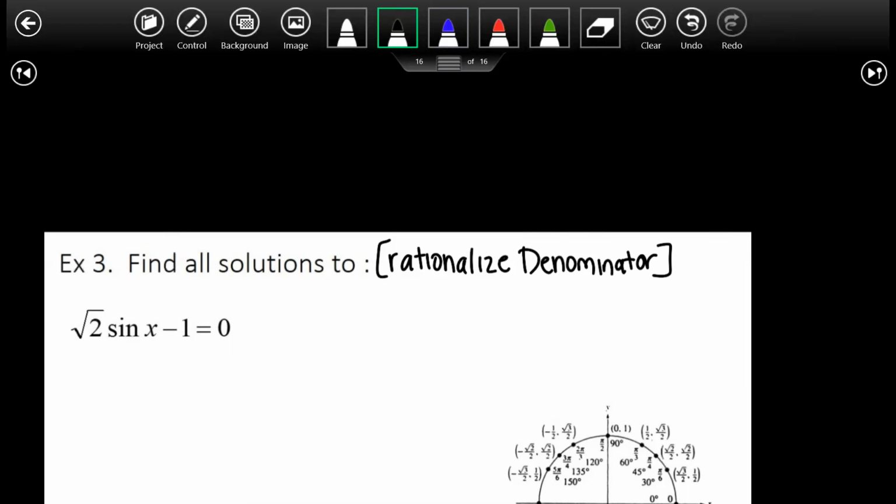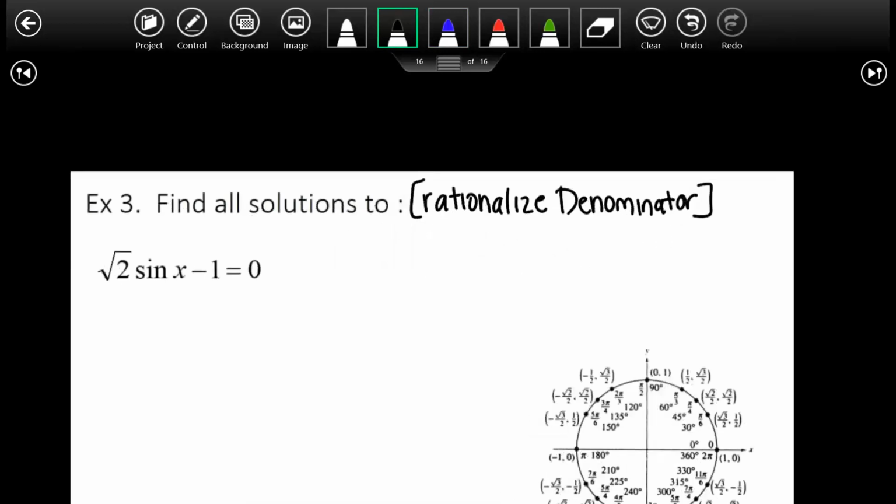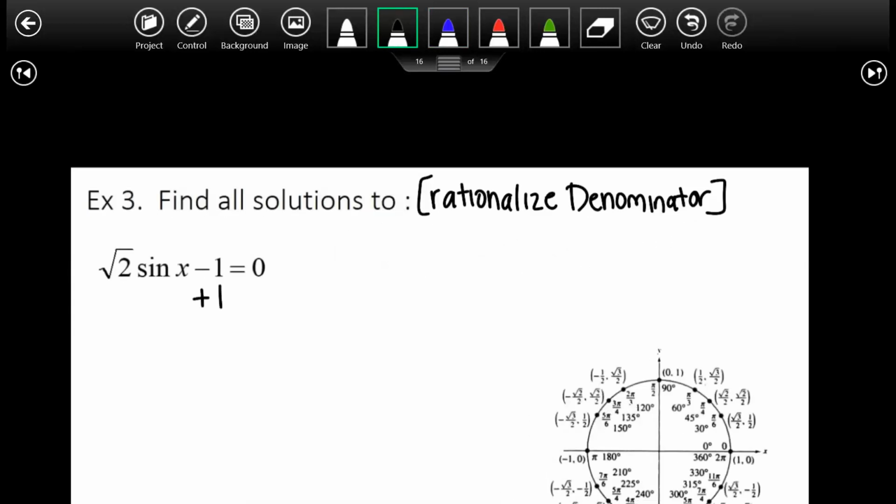Can we solve this one out? What's my first step? Add 1 to both sides. We're going to get the square root of 2 times sine of x is equal to 1. And then do what?